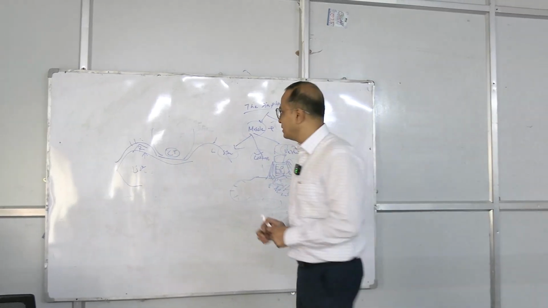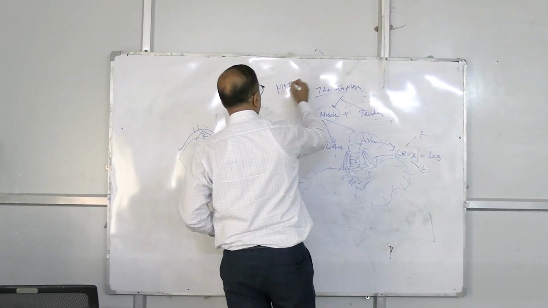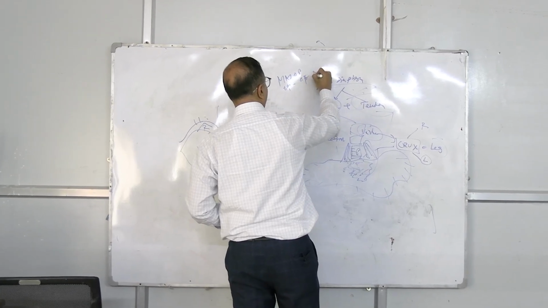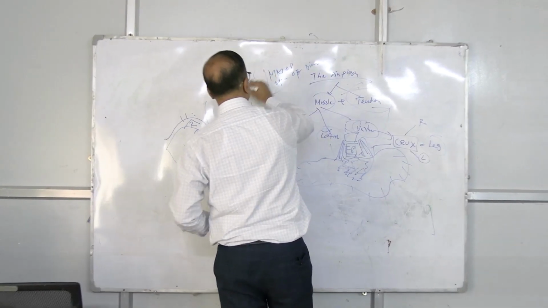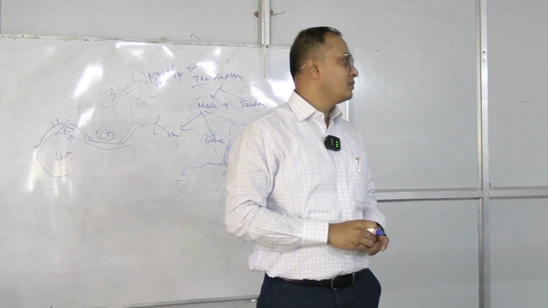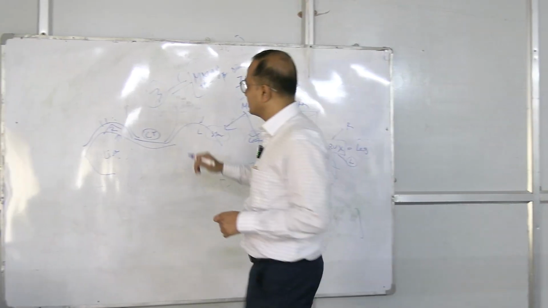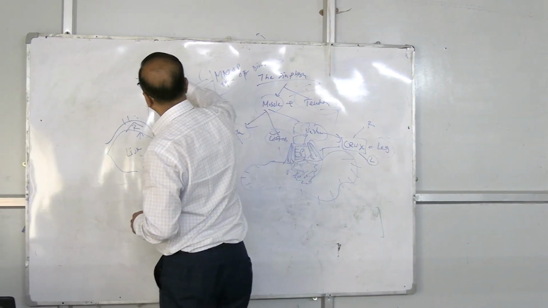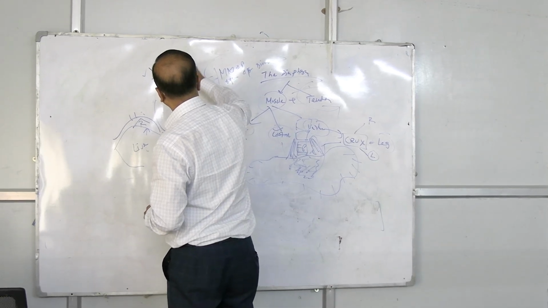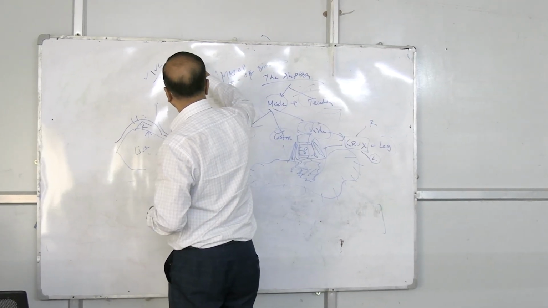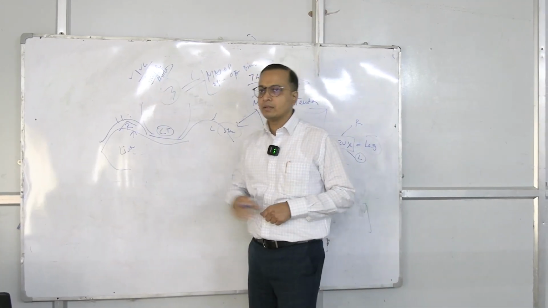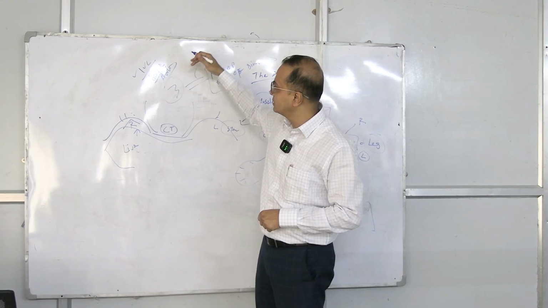We have 3 such openings, we call them major openings of the diaphragm. These 3 openings are present for the passage of 3 major structures: the inferior vena cava, the esophagus, and the aorta, which goes from thoracic aorta to abdominal aorta. So, these 3 structures pierce the diaphragm, and they are the major piercing structures.